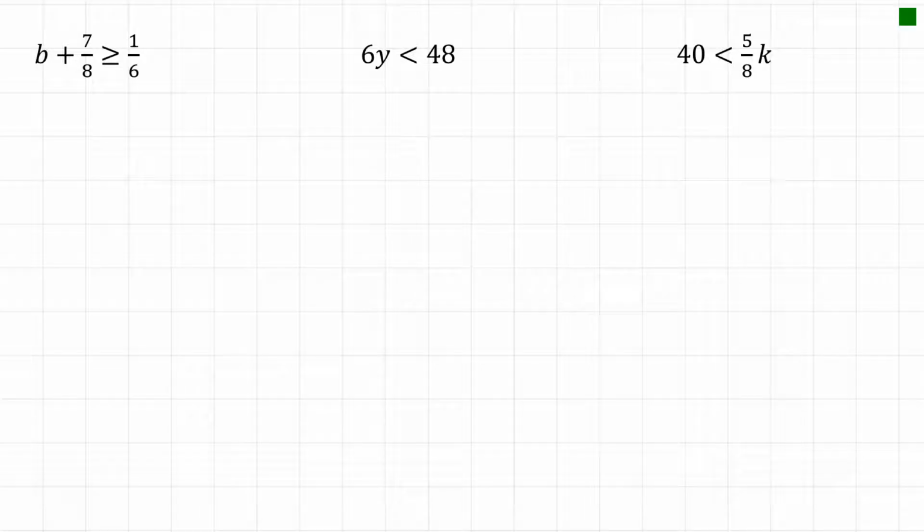So what we're going to do here when we're using the test method is to change it to an equal sign. So this to start with, and subtract 7/8 from both sides. So I'm isolating for B and finding a common denominator. I get a common denominator of 24, so B equals -17/24.